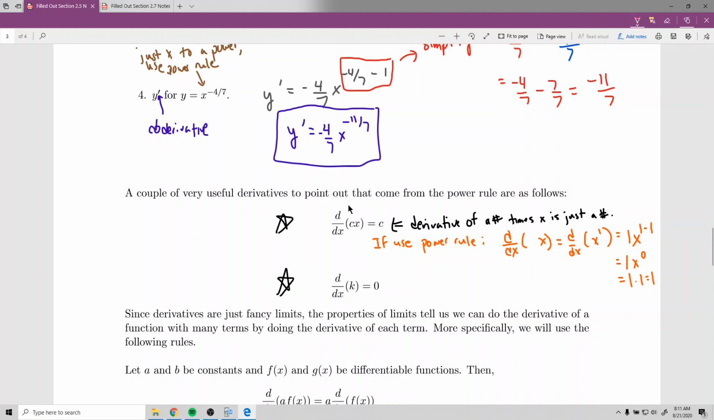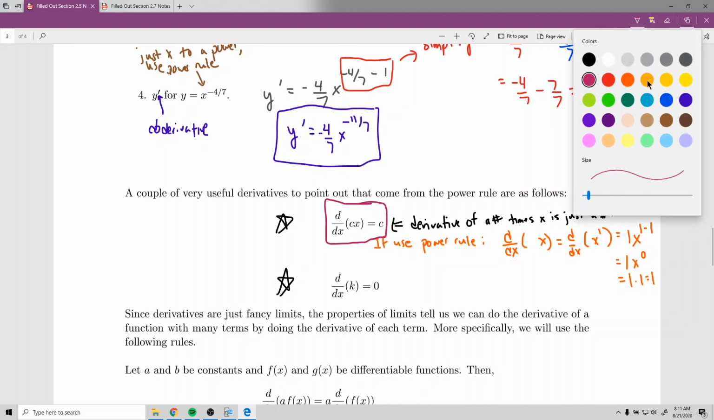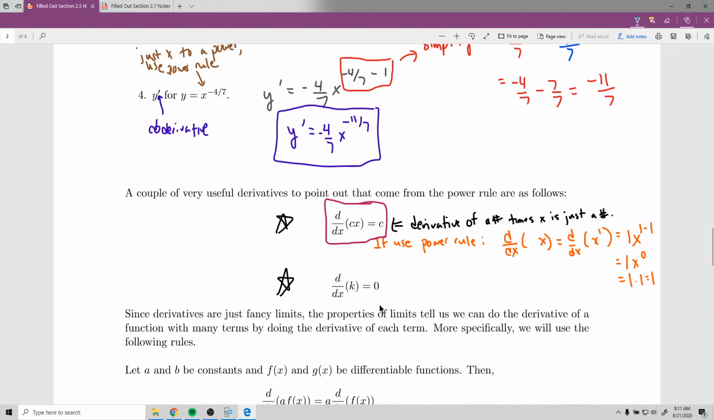Right, but once again, just remember when you have a number times x, the derivative of that is, sorry, the number. Now the next one says the derivative of just a number, notice there's no x here, it's just a number, is 0.